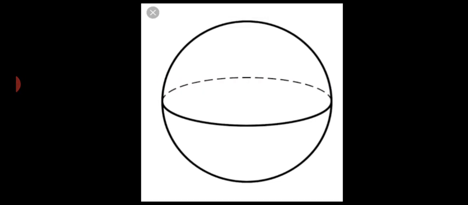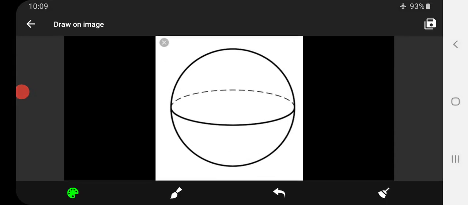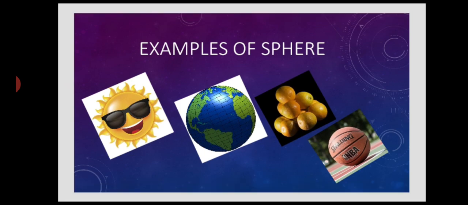Let us talk about another 3D shape. Now, this shape does not have any flat face at all. It has only a curved face. And the name of this is a sphere. Let's see the property. A sphere has one curved face, no edge and no vertex. Some examples of a sphere are the sun, the smiling sun, the earth where you are living, oranges, and the ball. So these are some examples of a sphere.